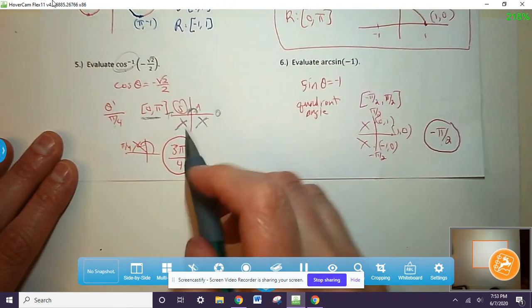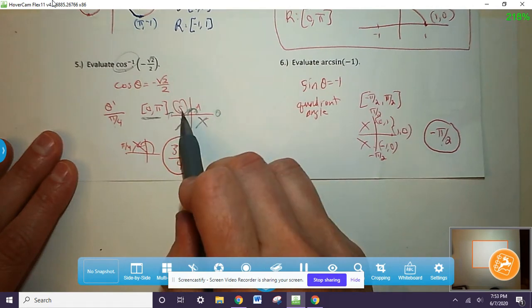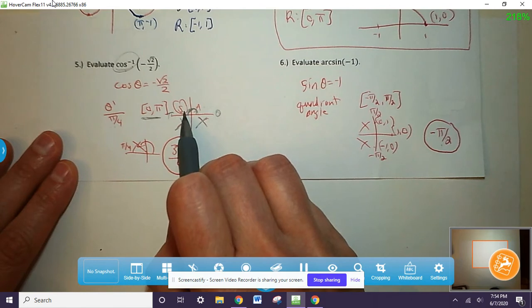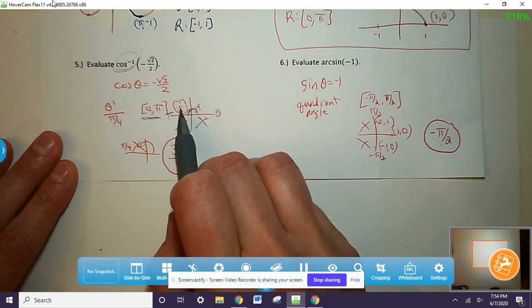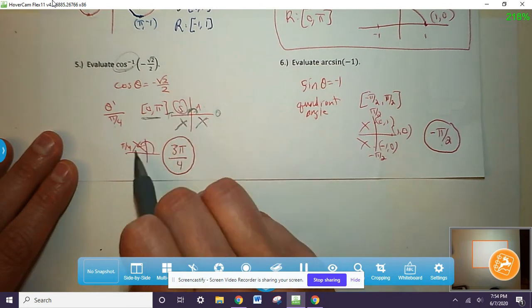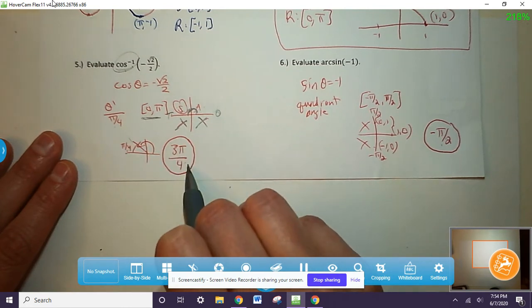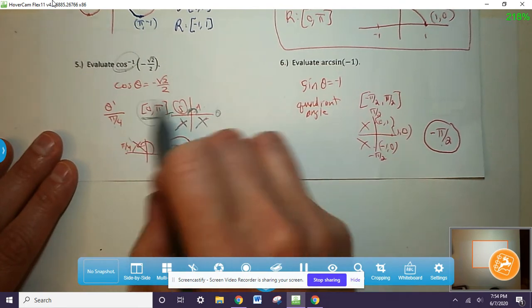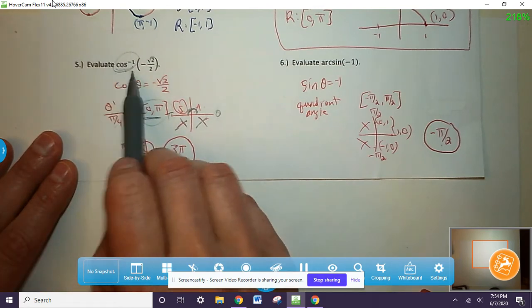So of those two quadrants, we select quadrant 2 because cosine is negative. And in quadrant 2, only sine and its reciprocal would be positive. So cosine would indeed be negative. The angle in quadrant 2 that has a pi over 4 reference angle is 3 pi over 4. This is the only correct answer. You should be in radians for this, and you should only have one answer. You can't use something that's coterminal because you have to stay between 0 and pi because inverse cosine was involved.